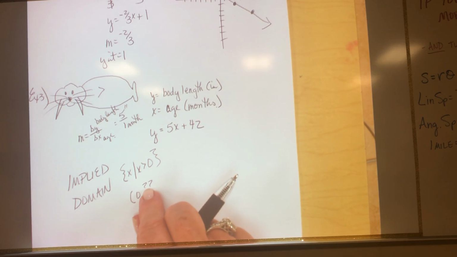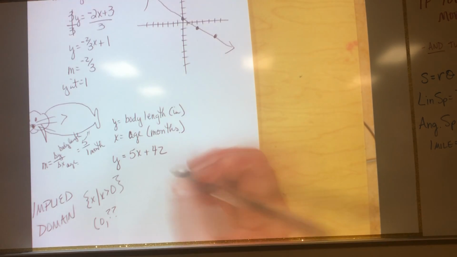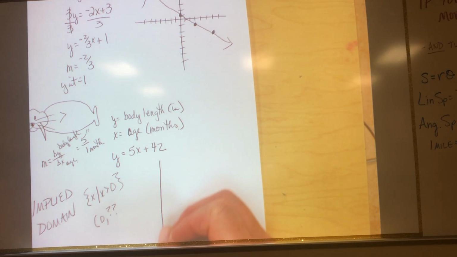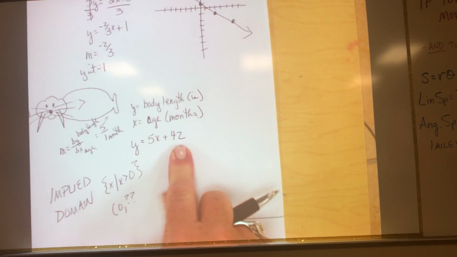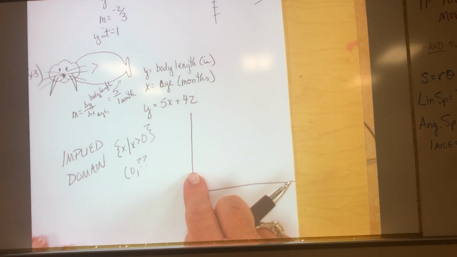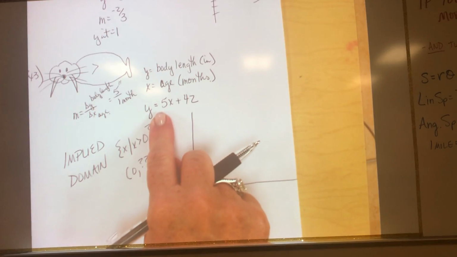Now, the y is his growth. So let's plot this on a coordinate plane and talk about a few things that happen here. Do you agree that this thing starts at 42? So between 0 and 42, is any part of this graph taking place? No. And he's growing pretty fast, 5 inches a month, right?